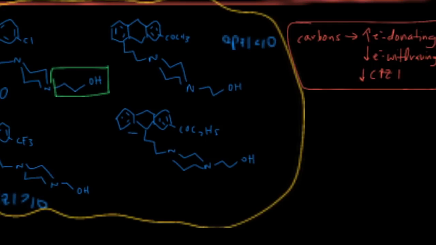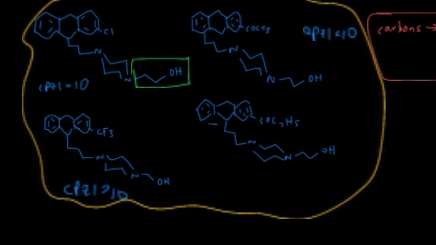Therefore, adding a carbon at position 2, where you need an electron withdrawing group, rather than a chlorine, would make it more electron donating and less electron withdrawing. Therefore, the CpZi would be less than 10.